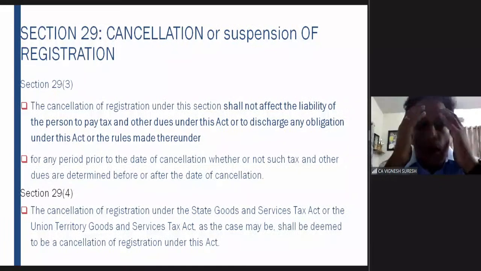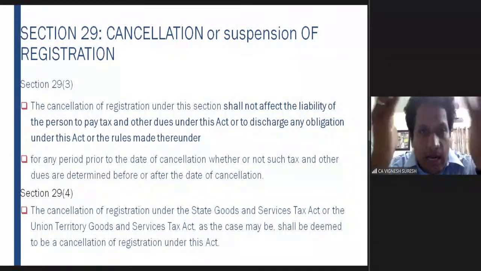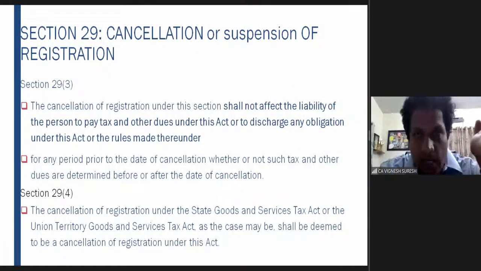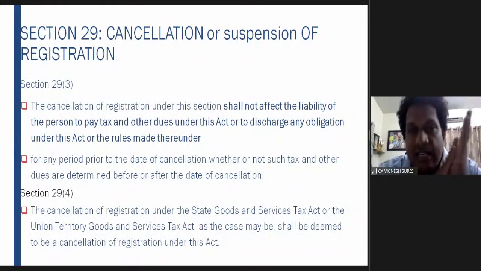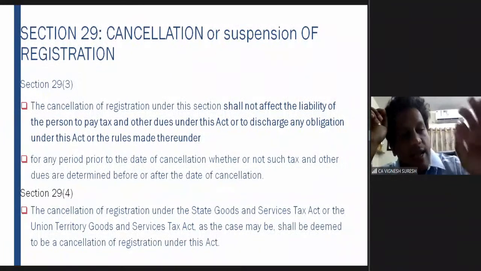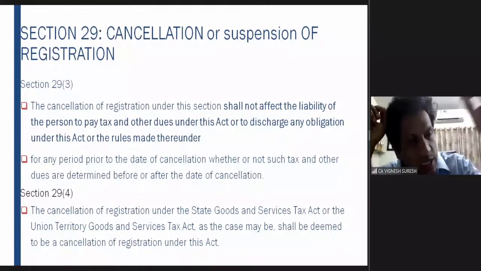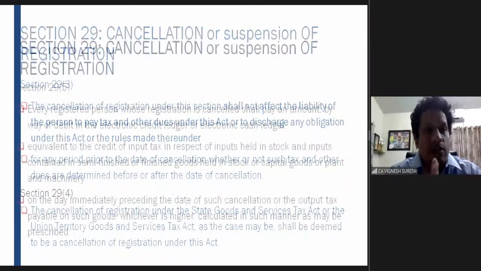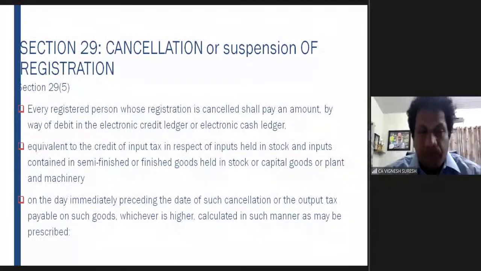29 subsection 4: the cancellation of registration shall be deemed to be under SGST if it is cancelled under CGST also. So you cannot say, sir, the state government officer has cancelled my registration, but the CGST fellow has not done anything, so I will continue. It's not possible. If the state government officer has cancelled your registration, it means for CGST purposes also your registration is cancelled. That is your 29 subsection 4.